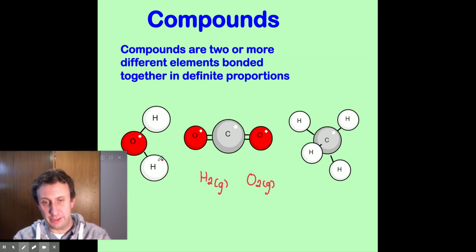But hydrogen and oxygen separate are not the same as water made of hydrogen and oxygen in a compound. And the reason why it's not the same is because in water, those elements are chemically bonded together. So again, today we're talking about compounds where we have more than one element that is chemically bonded together.